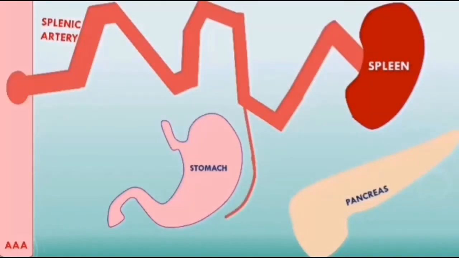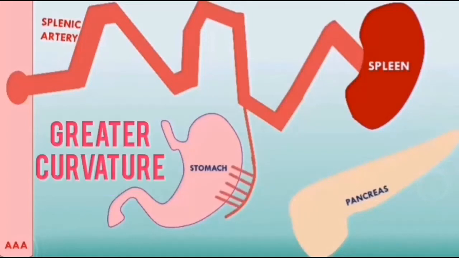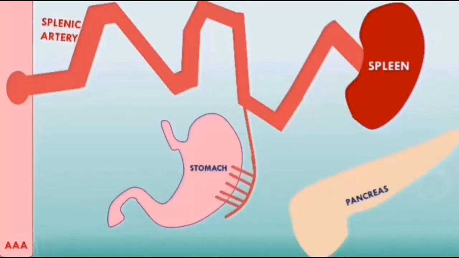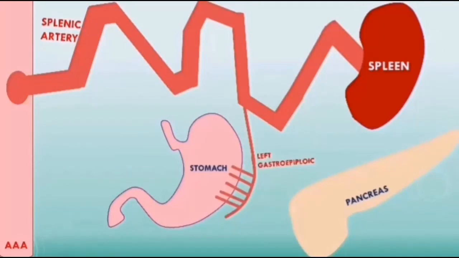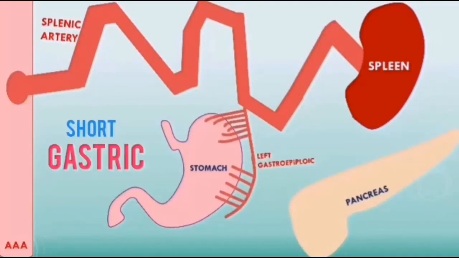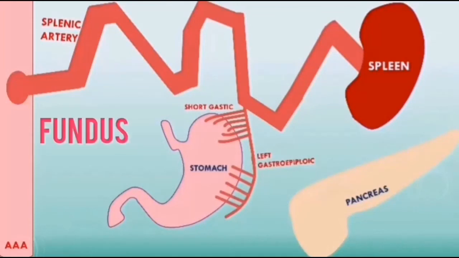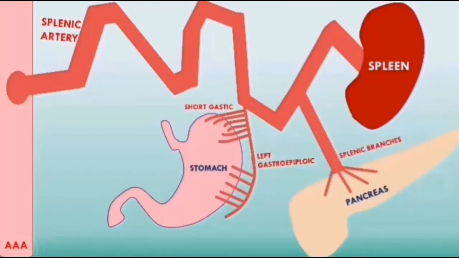These arteries supply blood to the middle and upper aspects of the greater curvature of the stomach. This artery is the left gastroepiploic artery. There are also branches of the left gastroepiploic artery called the short gastric arteries. These supply blood to the fundus of the stomach. The splenic artery also supplies the pancreas. These are through splenic branches.